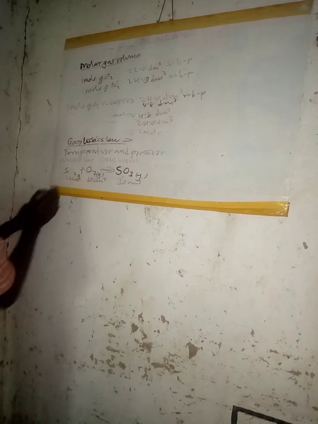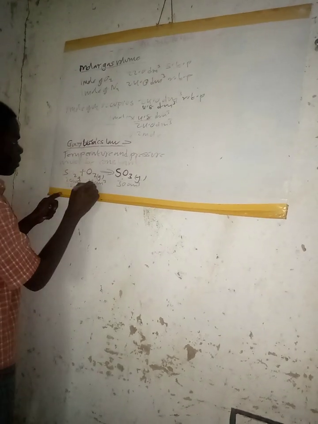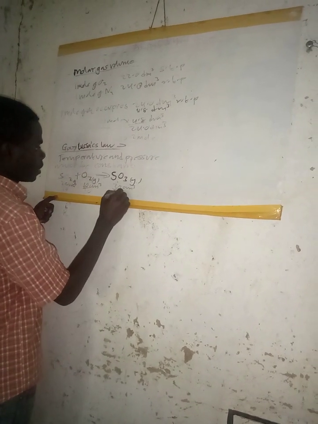So this is what you are going to do to balance the equation. You should have the knowledge on how to balance the equation. You will divide both sides by 10.